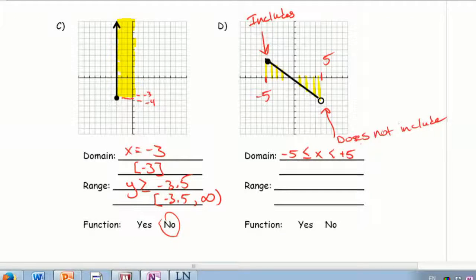I could put positive 5 if I want, but I'll just put 5 generally. So all of my x values are going to be between negative 5 and positive 5, and we're going to include negative 5, but notice I didn't put the greater than or equals to on this guy because I'm not including this positive 5. It's not including the 5, so does not include is that open dot.